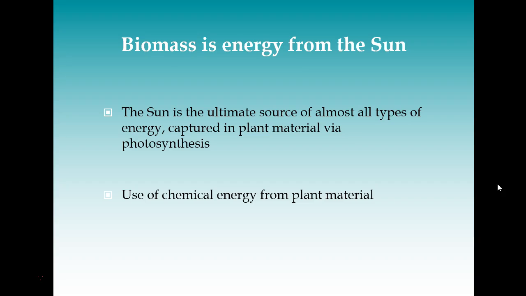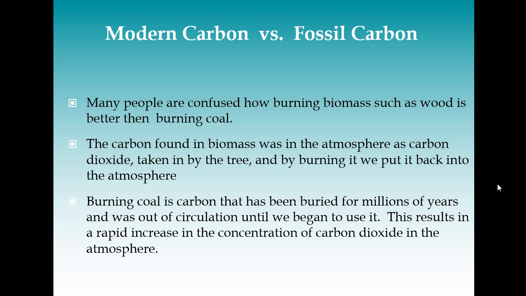So biomass is basically stuff that has the sun's energy trapped in it in the form of chemical energy in plants. Now, it's different from fossil fuels because of modern carbon versus fossil carbon. People don't always understand why, if it's bad to burn coal, it's not as bad to burn wood. The idea is that the carbon in wood is a natural amount of carbon in a particular area. It's not nearly as carbon dense. And when we burn it, we're putting back carbon that was originally taken out of the atmosphere in the same lifespan.